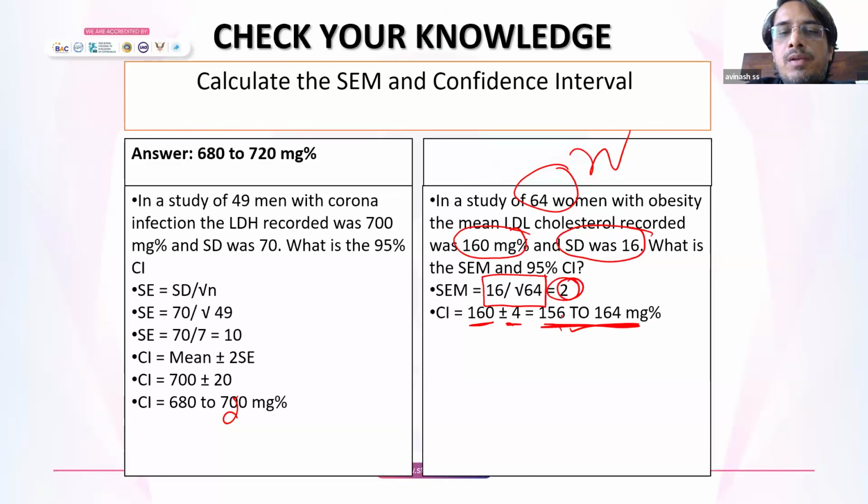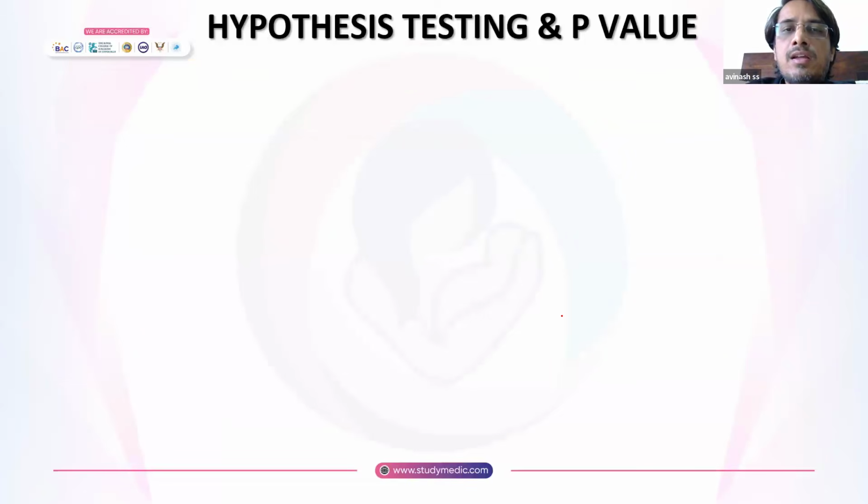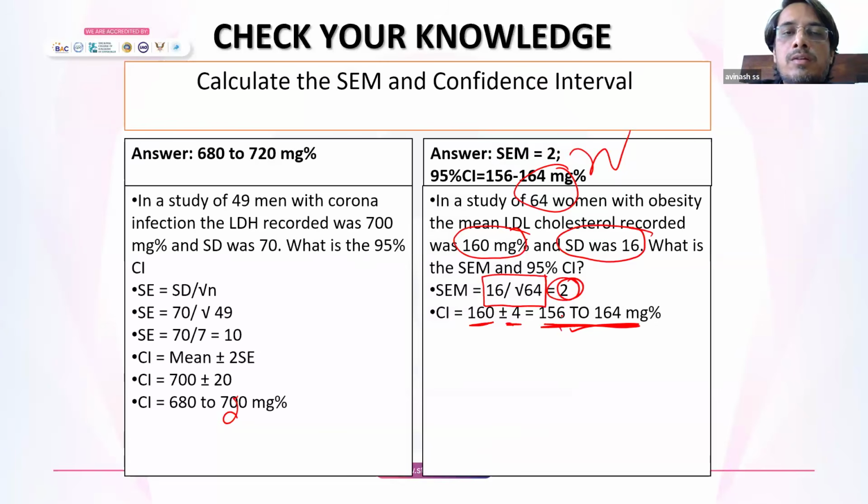These are the two problems with which we understood how to calculate the confidence interval and what will affect the confidence interval. That is the sample size and the standard deviation. So these are the questions that they will ask about the confidence interval.